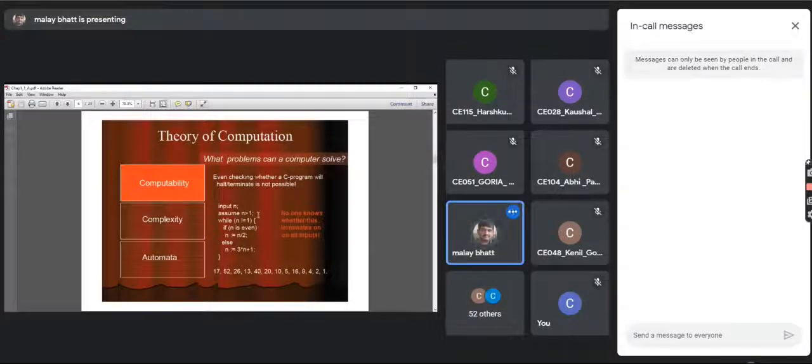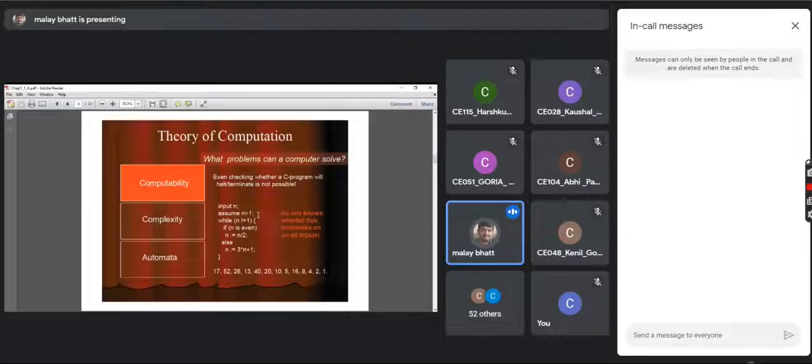Now 13 is an odd number. So 13 into 3 is 39, plus 1, 40. So that is how you are getting the number 40. Again, 40 is an even number, it becomes 20. 20 is an even number, it becomes 10. 10 divided by 2 becomes 5.